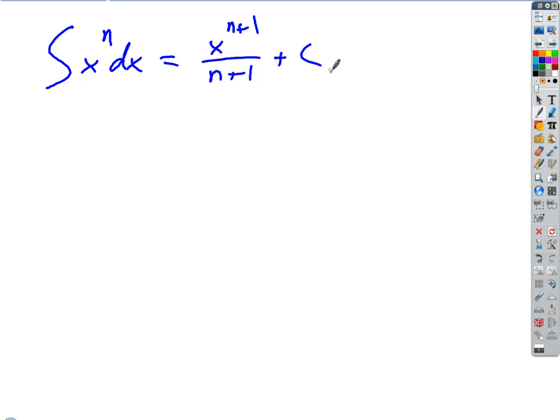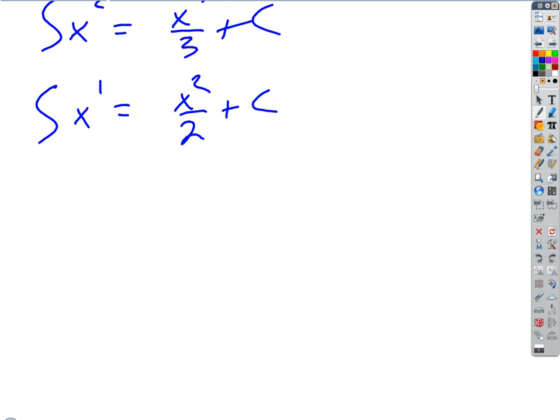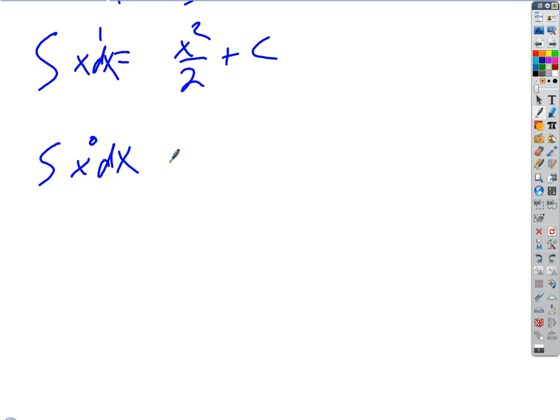So if we threw a few numbers out there, what if we did the antiderivative of x squared? We're going to get x cubed over 3 plus c. If we do the antiderivative of x to the 1, we get x squared over 2 plus c, right? In fact, this even works for x to the 0, doesn't it? Oops, I forgot my dx's in there, didn't I? There we go. What's the antiderivative of x to the 0? 1. Yeah, so it really works.